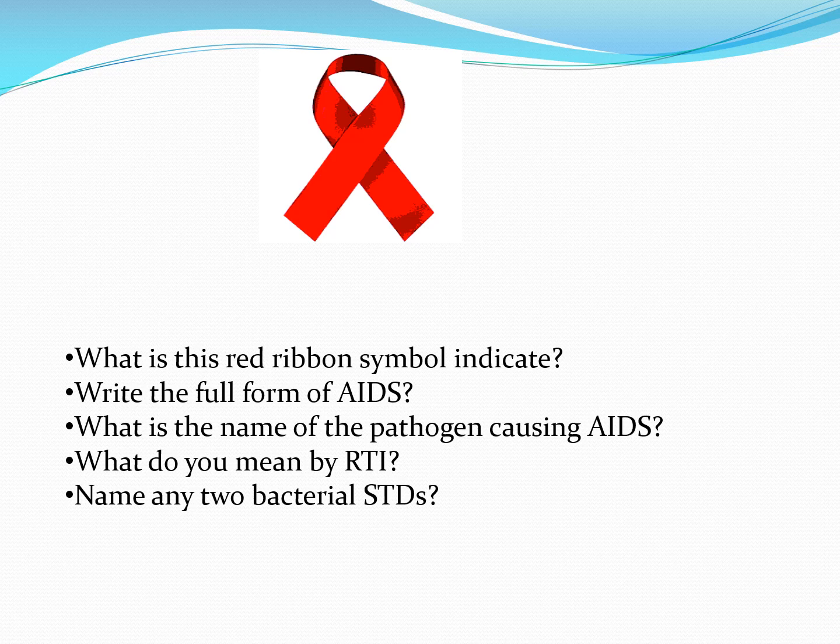Next, what do you mean by RTI? RTI here is reproductive tract infections. These are the infections of the genital tract in both male and female. Last question, name any 2 bacterial STDs. Gonorrhea and syphilis are 2 bacterial STDs, where gonorrhea is caused by a bacteria called Neisseria gonorrhoeae and syphilis is caused by Treponema pallidum.